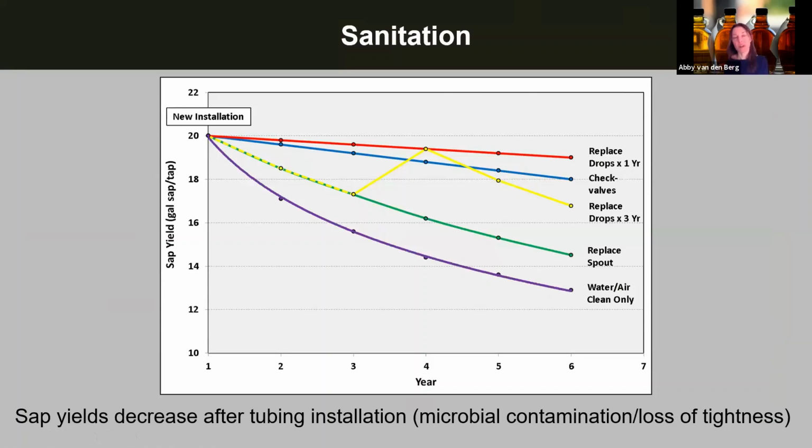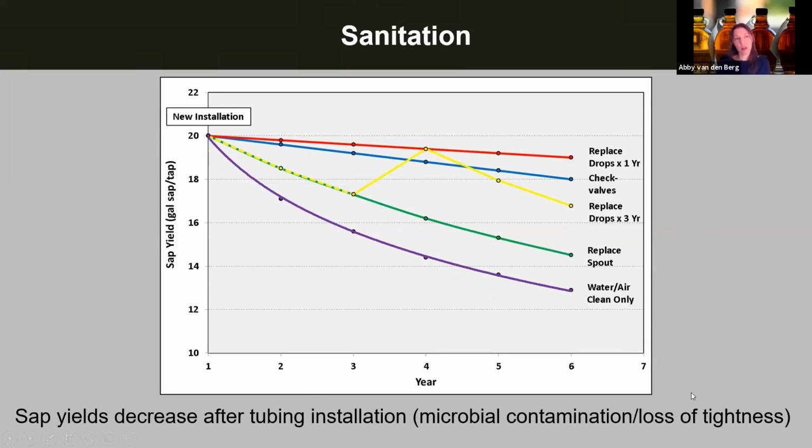So we know that microbial contamination of the taphole reduces yields. This is a figure from a study that we did quite a number of years ago now, following the yields from full mainline systems after they were newly installed. This purple line is a system that was cleaned only with water and air, so essentially no sanitation, just debris removal. And you can see that there is a fairly dramatic reduction in yield over time.